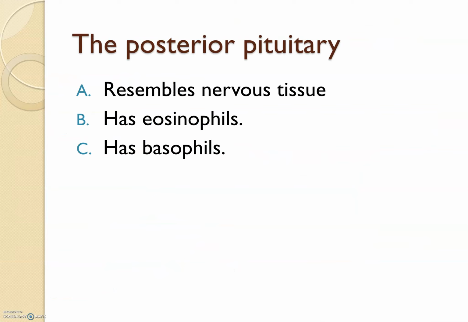The posterior pituitary. It is resembling nervous tissue, has eosinophils. I've never heard of that one yet. Notice I said yet, so that's not the answer. Has basophils. Those are the blue anterior ones, so it has to be A.